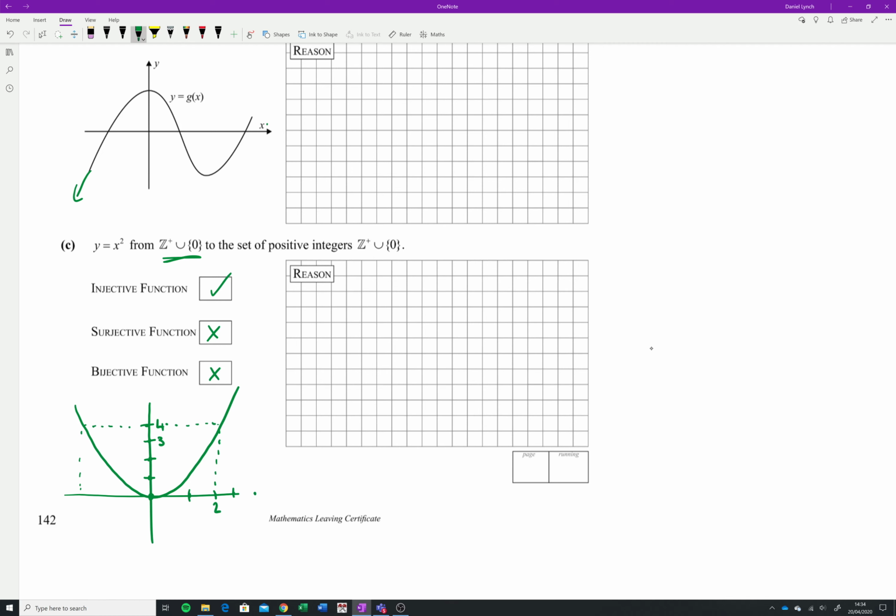If it was y equals x squared from the reals to the reals, it would not be injective. For instance, if you look at the y value 4, there are 2 x values, 2 and -2, that would give you that. Would it be surjective? It would not be surjective because there's no associated x value that would give you y equals -4, for instance. If you go down to y equals -4, it doesn't hit the graph at all. And to be surjective, it has to hit the graph at least once.